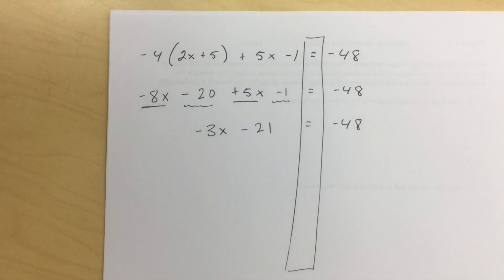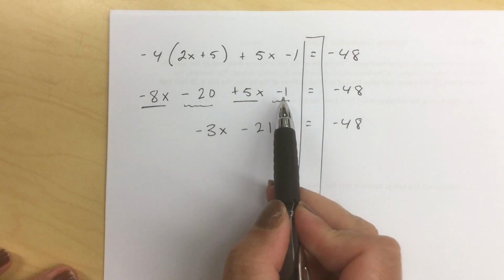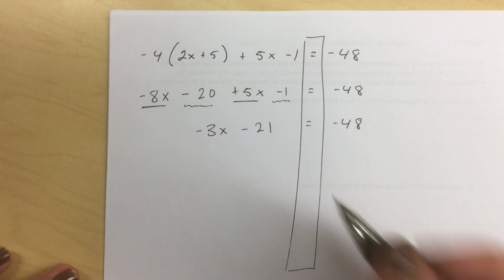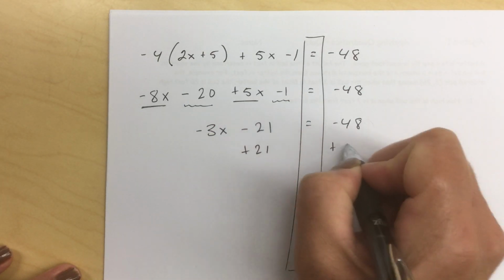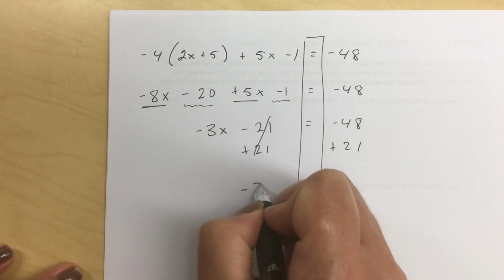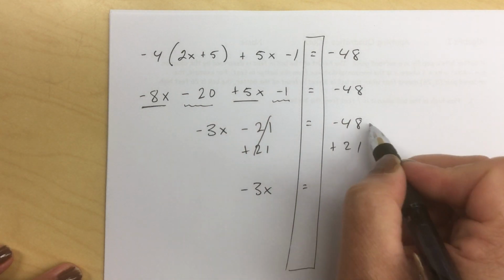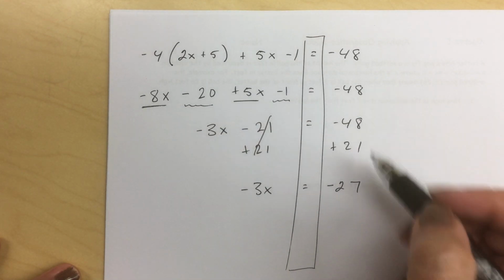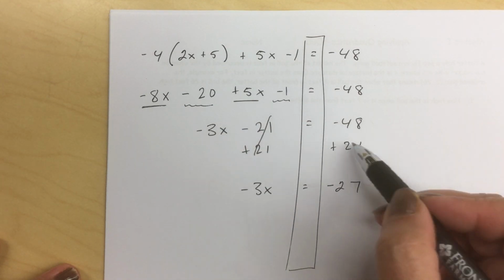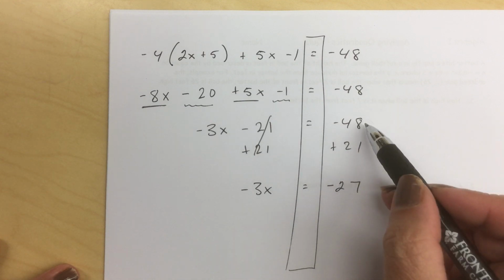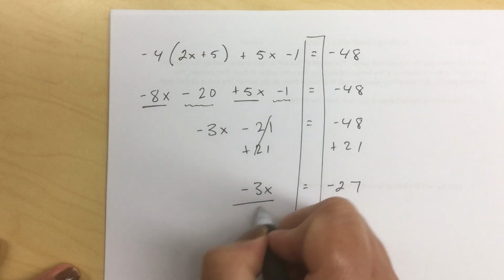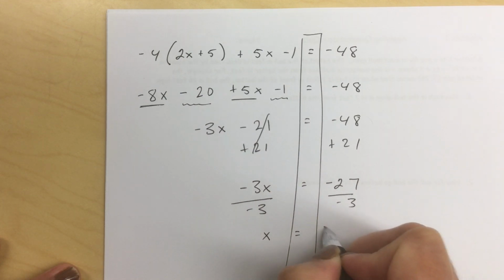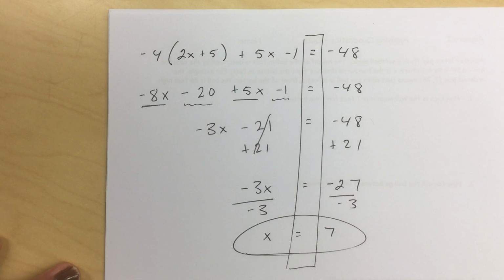Okay. On your calculator, you could do negative 20 minus 1, or you could do negative 20 plus a negative 1. Either way, you're going to get negative 21. So now I'm going to add 21 to both sides to get rid of it and get the negative 3x alone. Negative 48 plus 21 is a negative 27. The difference between the two is 27, and I have more negatives than positives, so I have a negative 27. Divide both sides by negative 3. And you get x equals a positive 7.